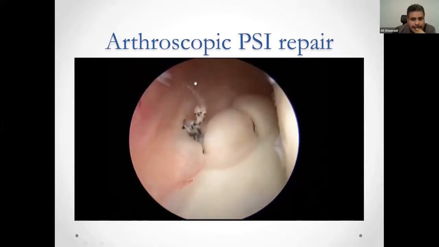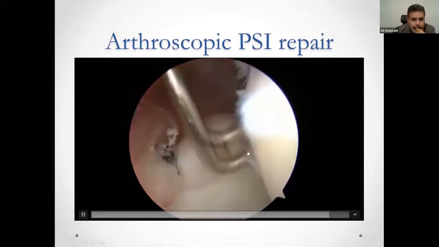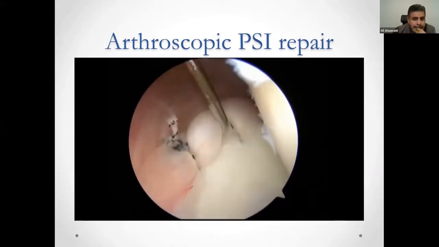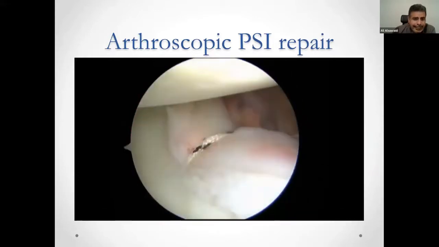And in this particular guy, I've used two anchors, and I felt that was enough. And he had a small tear anteriorly, a partial anterior tear, that was repaired with one anchor.